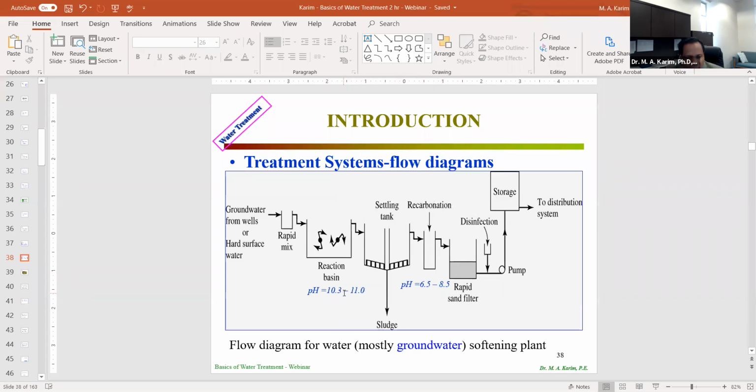We don't want that high pH. We would like to bring down the pH to 6.5 to 8.5. Then the rapid sand filter, it goes to disinfection, ultimately goes to the storage, then to the distribution system. Okay, so this is the groundwater treatment process flow chart.